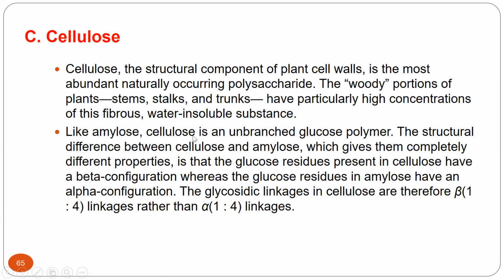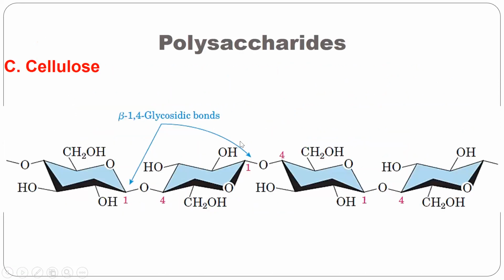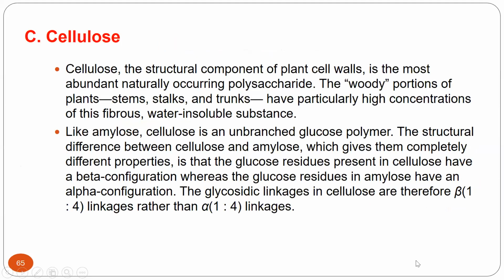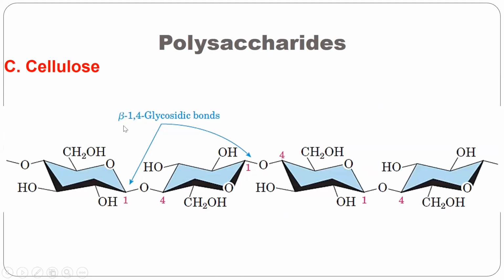So like amylose, cellulose is an unbranched glucose polymer. You can see here, it's unbranched. Parehas siya kang amylose, katong unbranched. The structural difference between cellulose and amylose, which gives them different properties, is that the glucose residues present in cellulose have a beta configuration. You can find here, this is a beta 1,4 glycosidic bond.